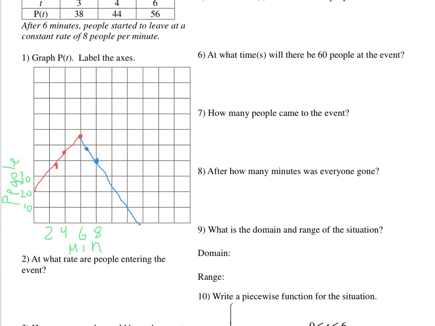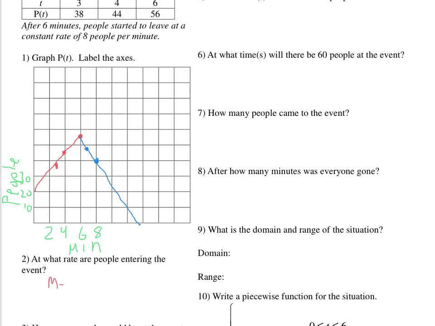So the first question, at what rate are people entering the event? Entering is the red, so the rate would be the slope. So what's the slope between these dots? Now it's kind of hard because this is just kind of a sketch. Let's find our exact slope. Would it be easier to find between these two or these two? I think these two because the interval's 1, where this interval is 2 values. So let's find the slope of this.